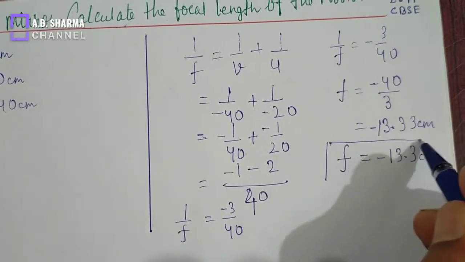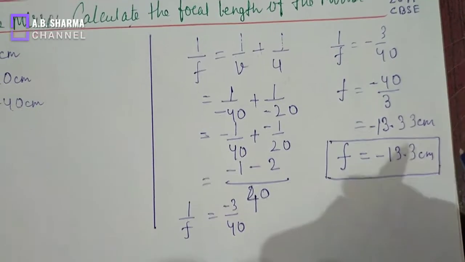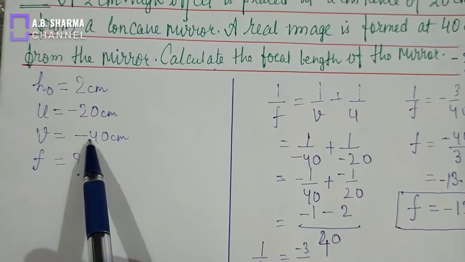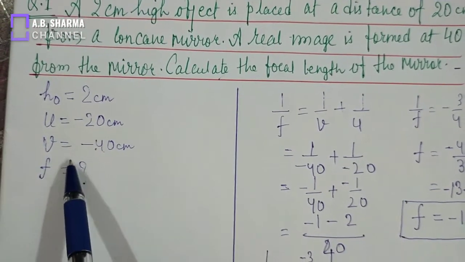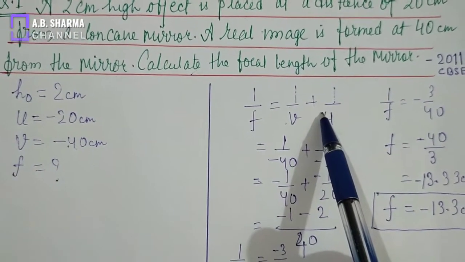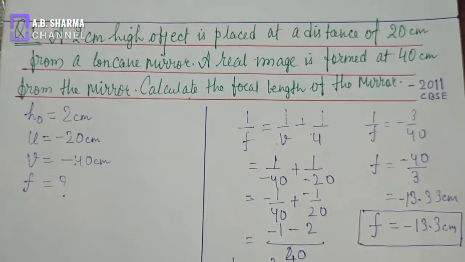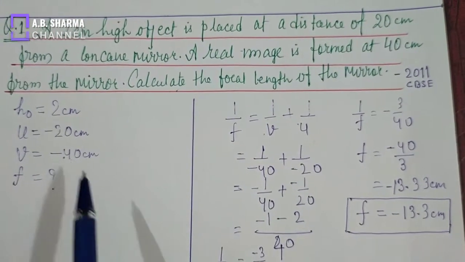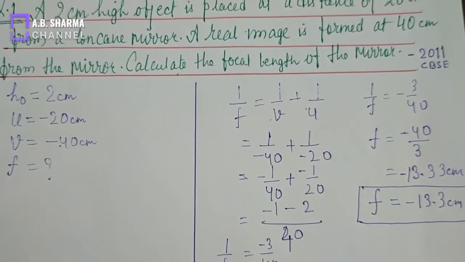Very simple question, was it not? We only used the mirror formula. First we have written down the information provided by the question. Then we use mirror formula and calculate the values. This is how we can calculate focal length when object distance and image distance is given. Now see the next question.